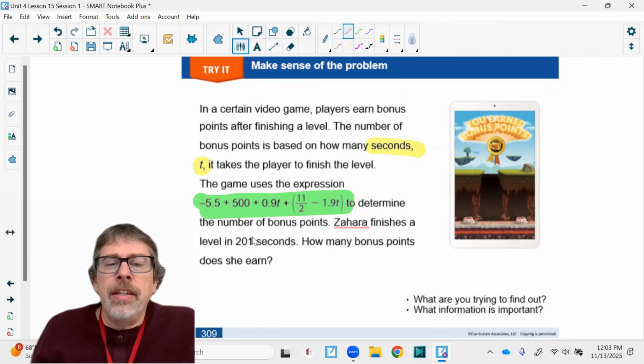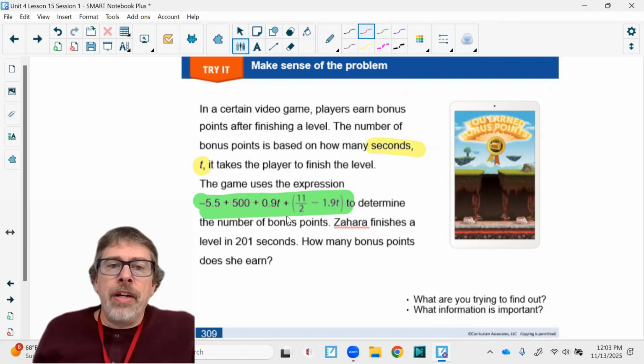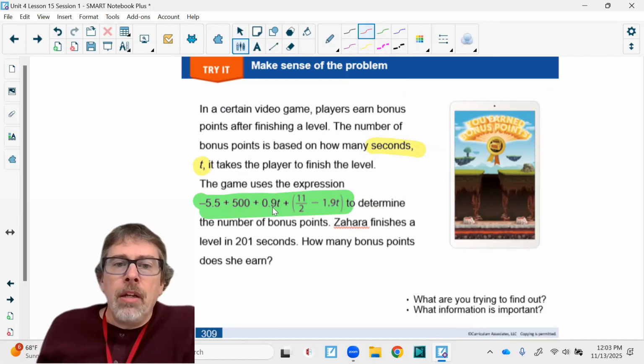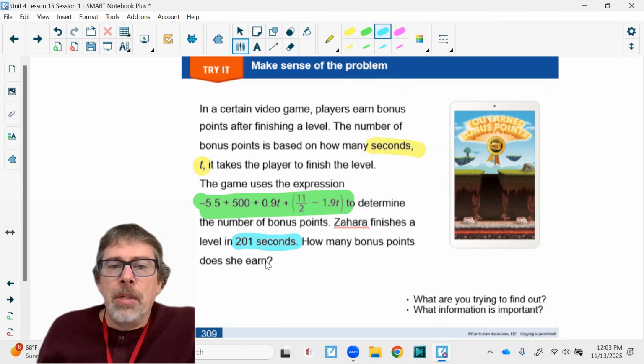So in this chapter, we're going to start simplifying, and we're going to start working with expressions and equations that have variables and coefficients and constants and all those things, and we'll discuss those vocabulary words as we go. So Zahara finishes a level in 201 seconds. Okay, so that's the given information. It took her 201 seconds. So how many bonus points does she earn?